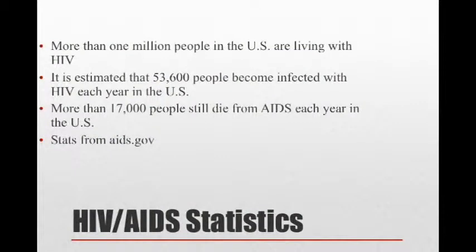Some statistics about HIV. More than 1 million people in the US are living with HIV, and it is estimated that 53,600 people become infected with HIV each year in the US. More than 17,000 people each year still die from AIDS in the United States.